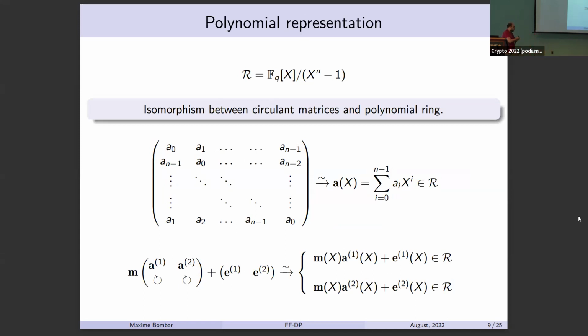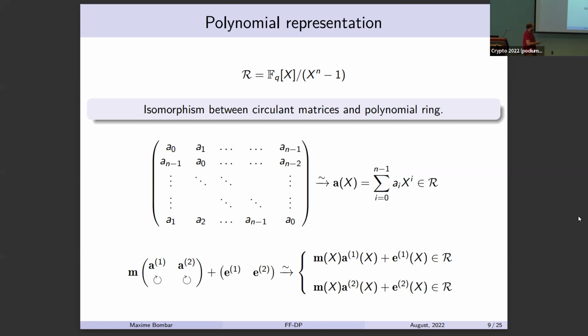The idea is you can represent a vector of length n as a polynomial of degree at most n-1, and you can also represent a circulant matrix like that by the polynomial that represents its first row. And using this formalism, the matrix-vector product is nothing else than the product of polynomials in the quotient ring F_q[x] quotiented by x^n - 1.